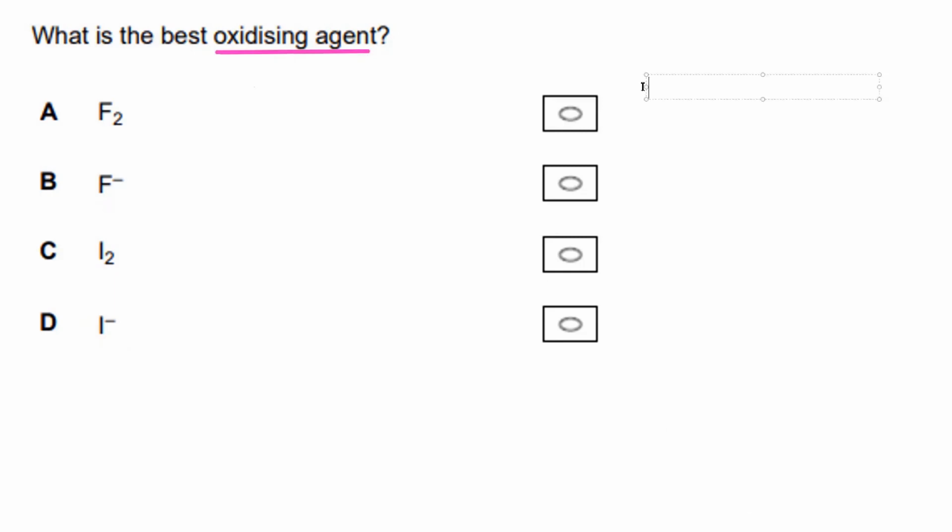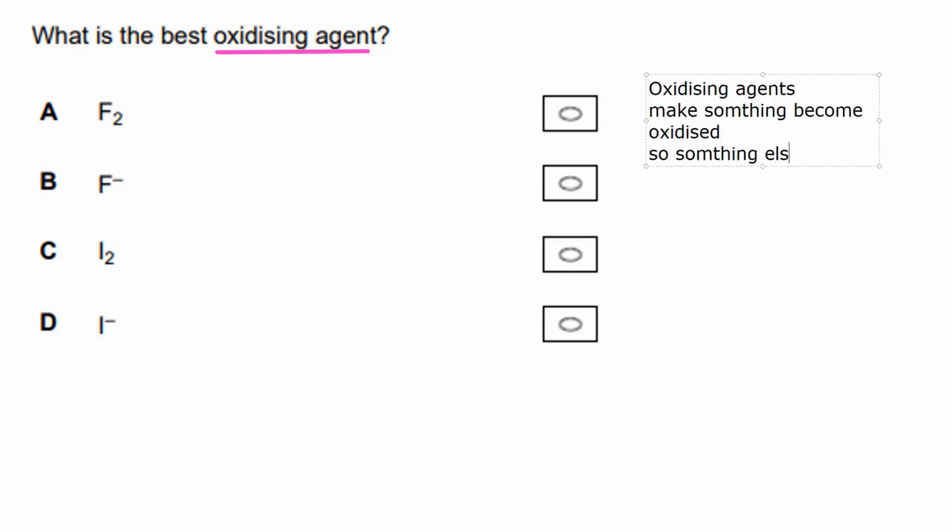Okay, guys, time to go through some chemistry MCQ multiple choice questions. This first one says, what is the best oxidizing agent? So, what we've got to ask ourselves is, what is an oxidizing agent? That's the first thing we need to understand before we can try and do this question.